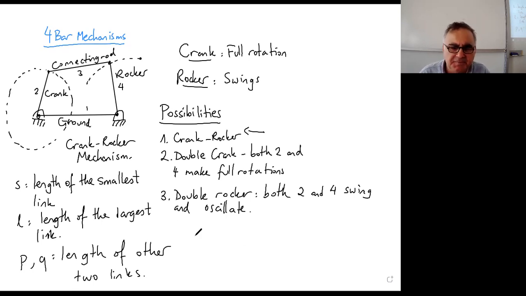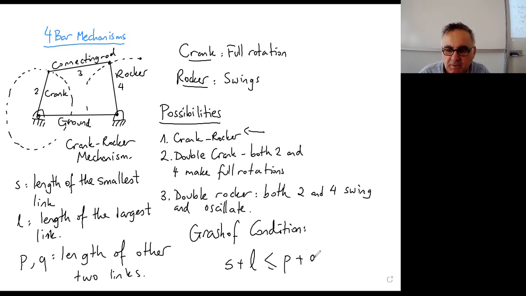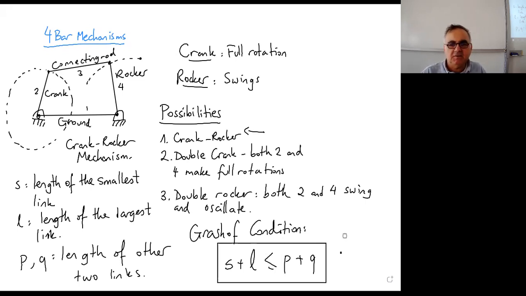Now, we have the famous Grashof condition, which states that if S plus L is less than or equal to P plus Q, that is, the smallest plus the largest is less than or equal to the sum of the lengths of the middle links, then if this condition is satisfied, I will illustrate this with a video, but at least one link makes a full rotation if the Grashof condition is satisfied.